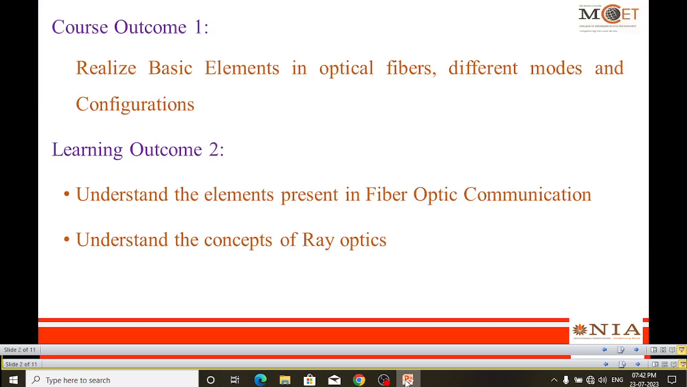Before that, according to outcome based education, outcome based learning, what are the course outcomes from this topic? After learning this topic, you should realize the basic elements in optical fibers, different modes and configurations. Another is to understand the elements present in fiber optic communication, and understand the concepts of ray optics. This is your learning outcome.